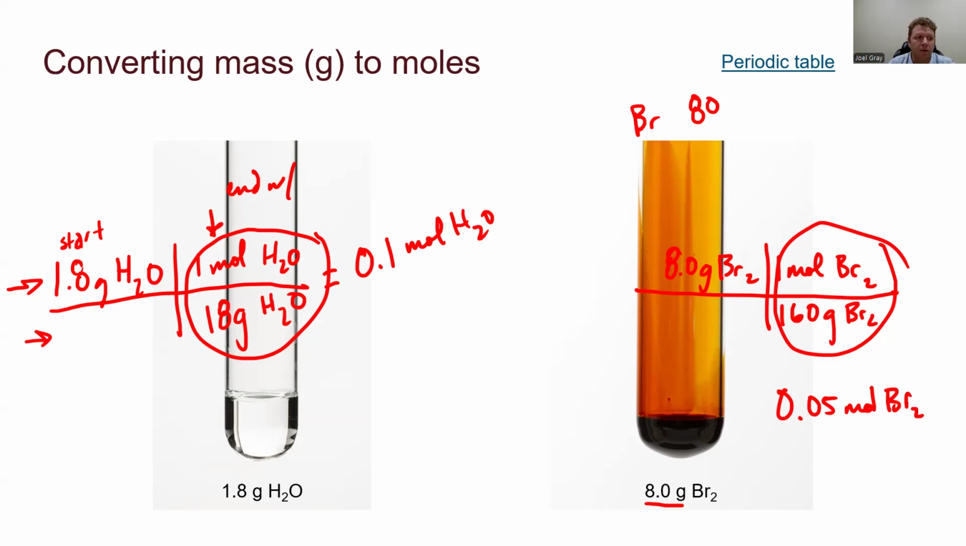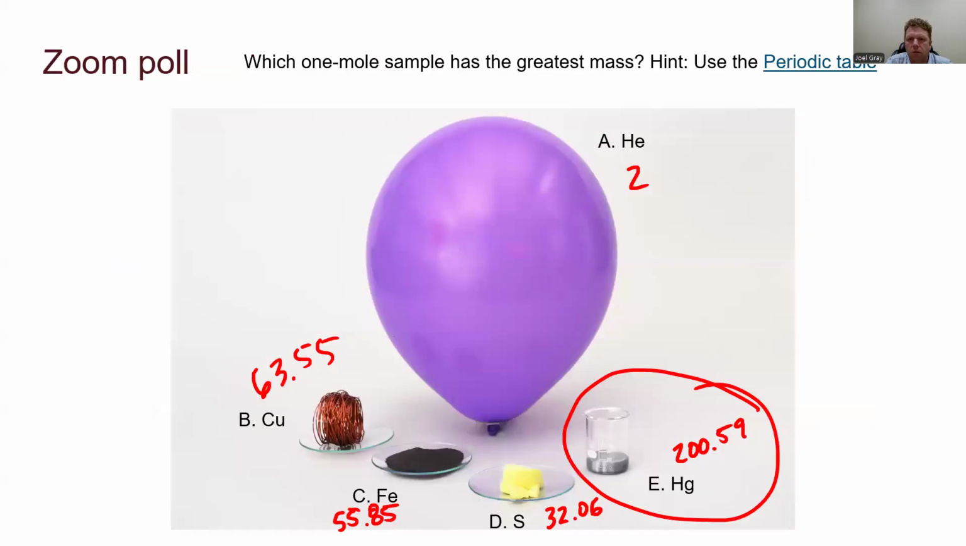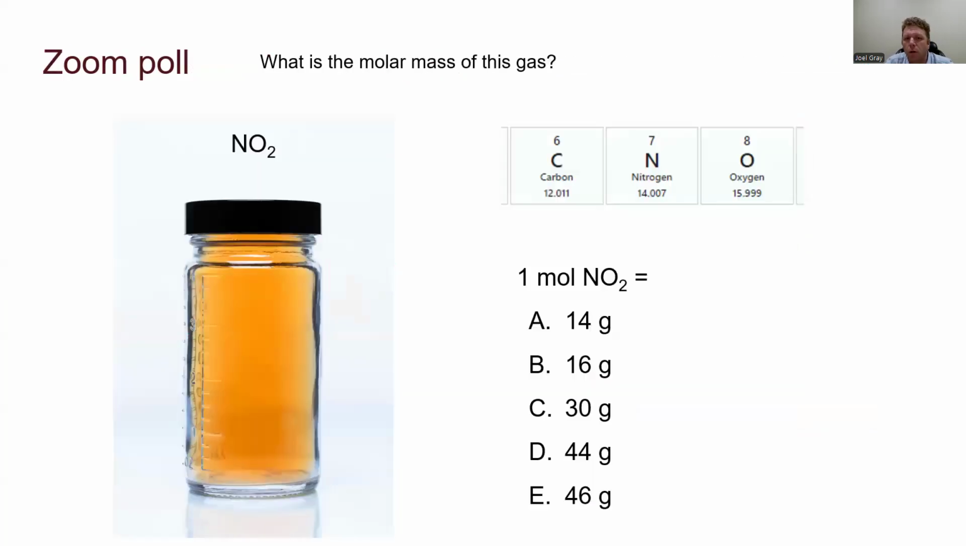I would definitely use the periodic table, or come up with your own sorts of questions like this. What's the molar mass of O2? What's the molar mass of N2? Just make up combinations of molecules or atoms and try to calculate the molar mass. That will be very helpful.